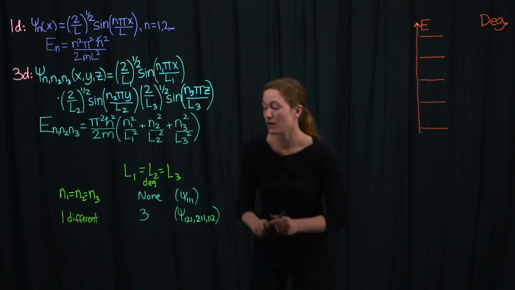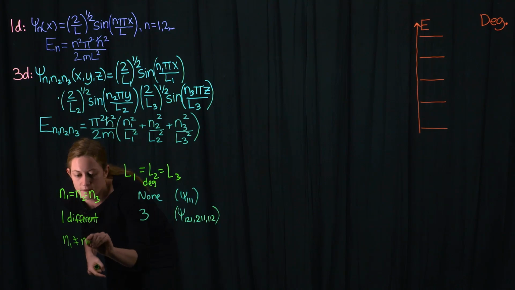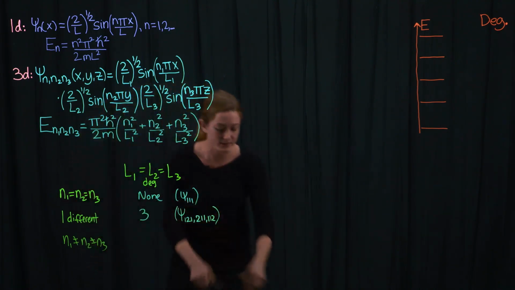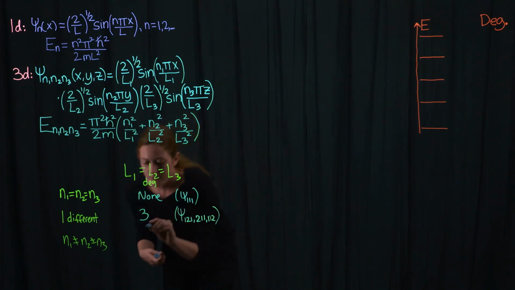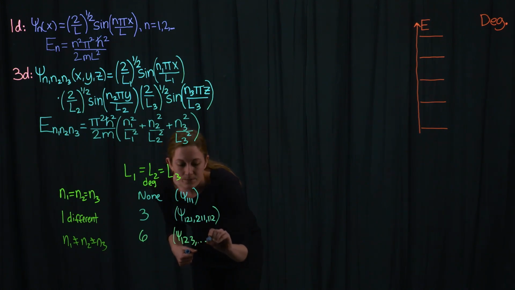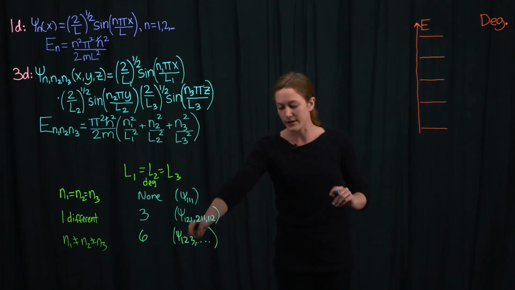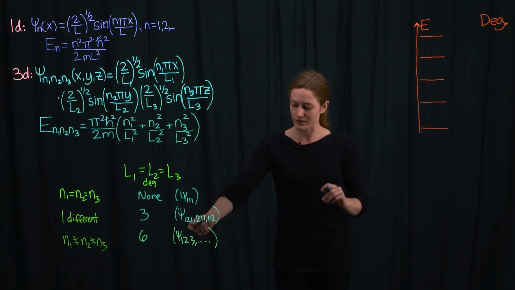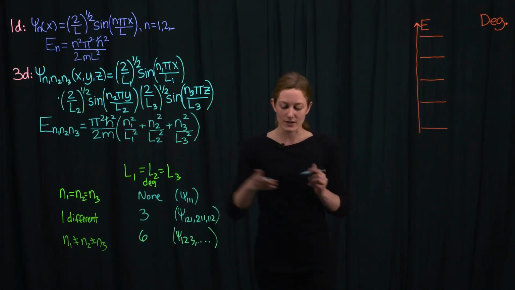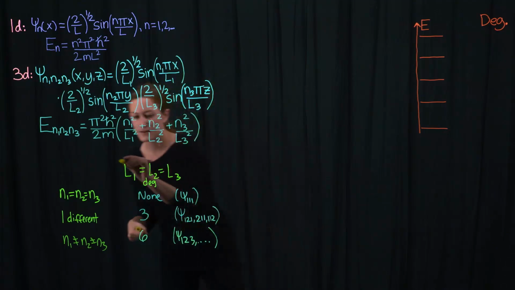While if all of n1, n2, and n3 are different, then there's a sixfold degeneracy for the symmetric box. And so that's like, for instance, the state psi 1, 2, 3. There are 5 more combinations of n1, n2, and n3 equal to 1, 2, 3 that would all give the same energy. Okay, so we'll return to this table in a minute.